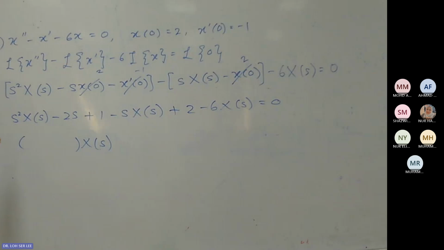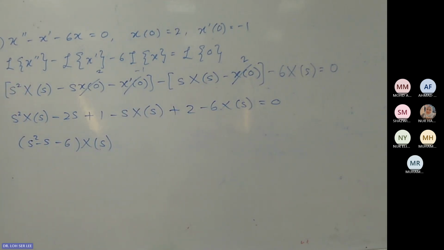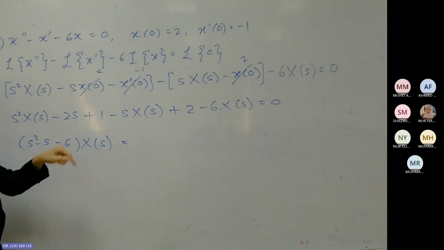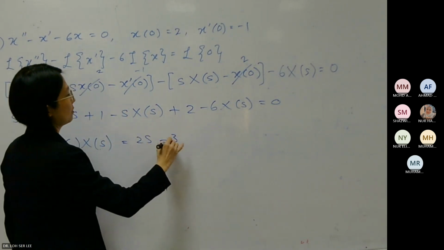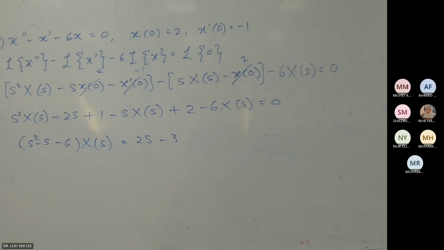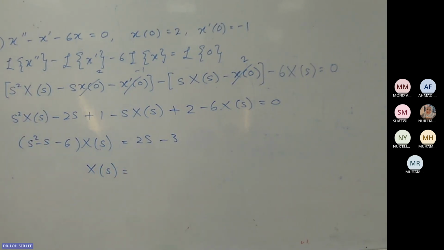Okay, so you have s squared minus s minus 6. Then, you have minus 2s. When you get a positive 2s, 1 plus 2, you get a plus 3. When you move, minus 3. We just want this X in s to stay on the left, so you just try to rearrange. This one is multiplication. When we move, it will be division.